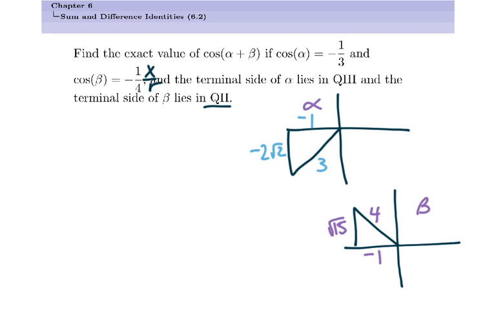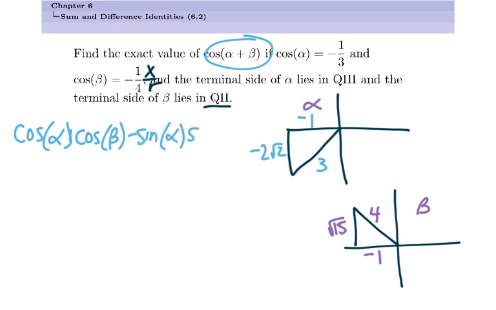So then it asks me to find cosine of alpha plus beta. So I use my sum formula for cosine. So that's going to be cosine of the first, cosine of the second, minus sine of the first, sine of the second. Substitute in all the values you know. What's cosine of alpha? So I look at my alpha triangle here. Cosine is x over r. So I'm going to get negative 1/3.